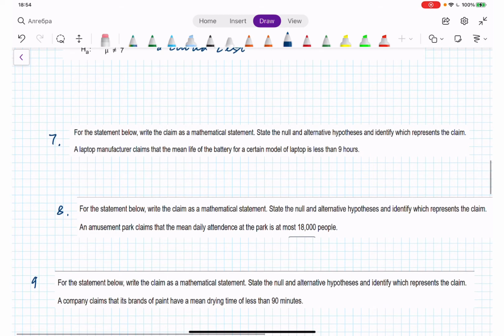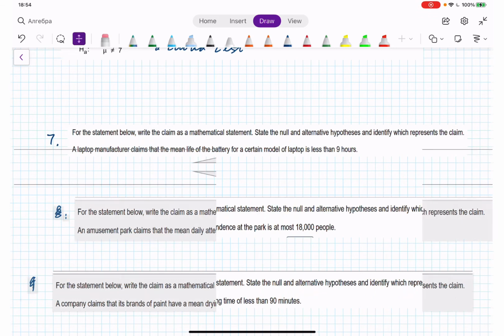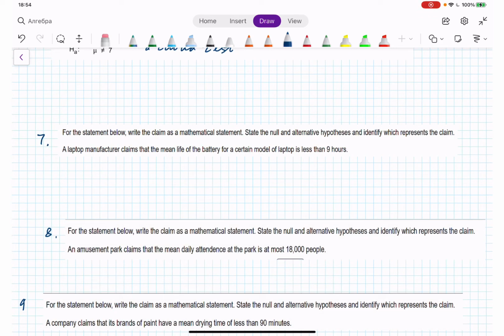A laptop manufacturer claims that the mean life of the battery for a certain model of laptop is less than 9 hours. So mean life means average, so it's mu is less than 9 hours. It doesn't say less than or equal, so when it's only less than, it's going to be our alternative hypothesis, right?